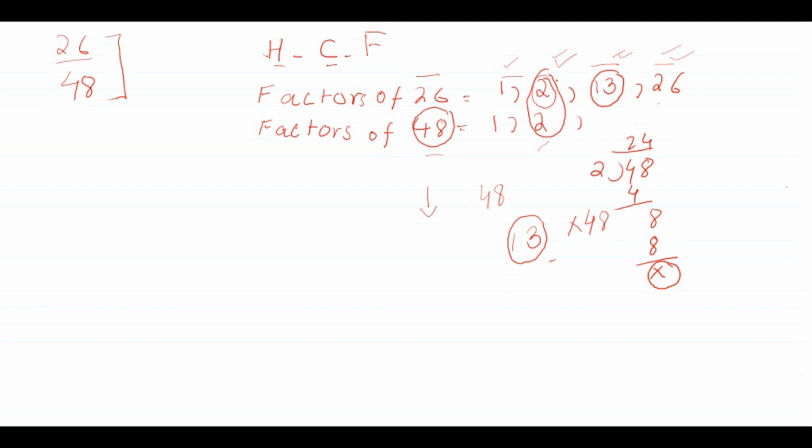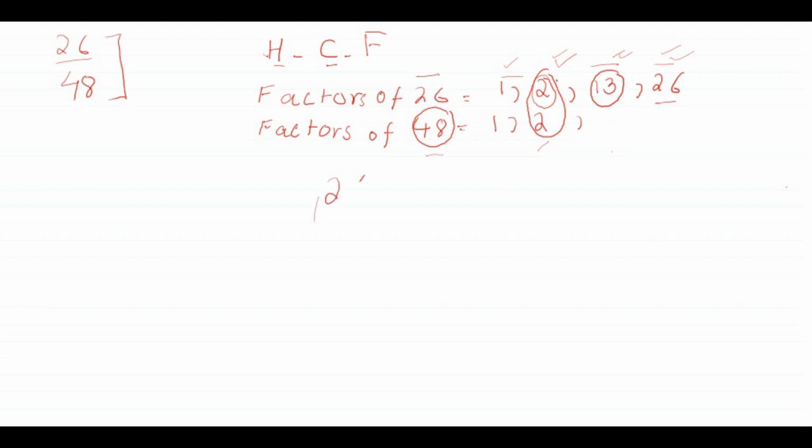Okay, and then 26 is also not a factor of 48. So that's why we have only one common factor, which is 2. It means you can divide both of your numbers by 2. How? Let's do it here.